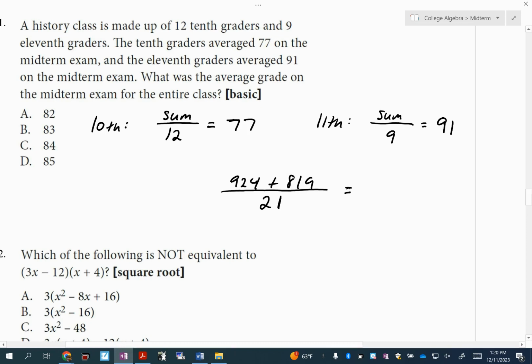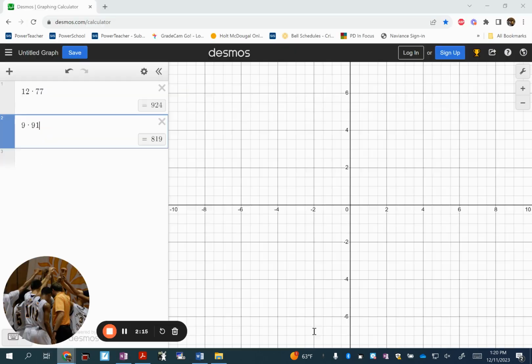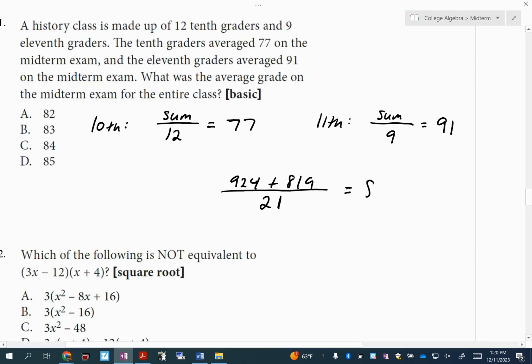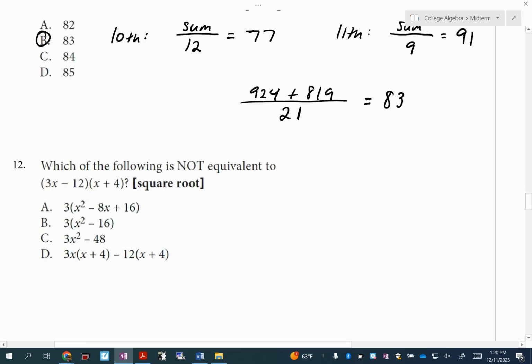And when I add those together and divide by 21, I should get the average for the entire class. So 924 plus 819 divided by 21. And when I do that, I get 83 for the average. So the answer is B. Okay, let's do number 12.